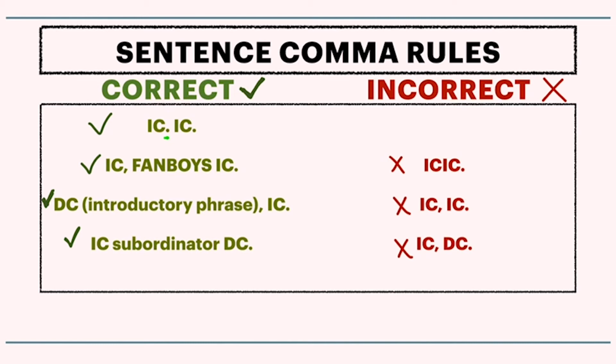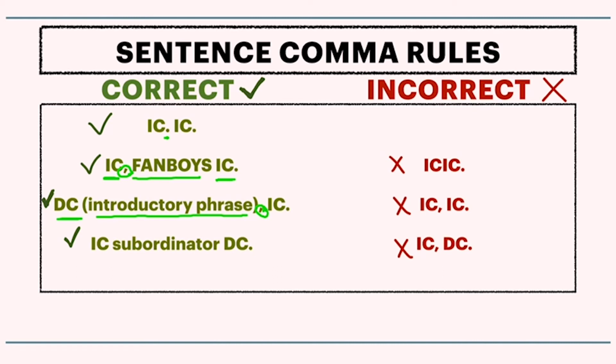Next, we're getting down here to commas. So you can combine two independent clauses, but you must have a comma and then one of the fanboys. If you omit the comma or omit the fanboys, that is incorrect grammar, so you must have both. The next one is you can have a dependent clause, usually an introductory phrase, comma, and then an independent clause. Again, if the dependent clause comes first, you must have a comma right after it, and then an independent clause.